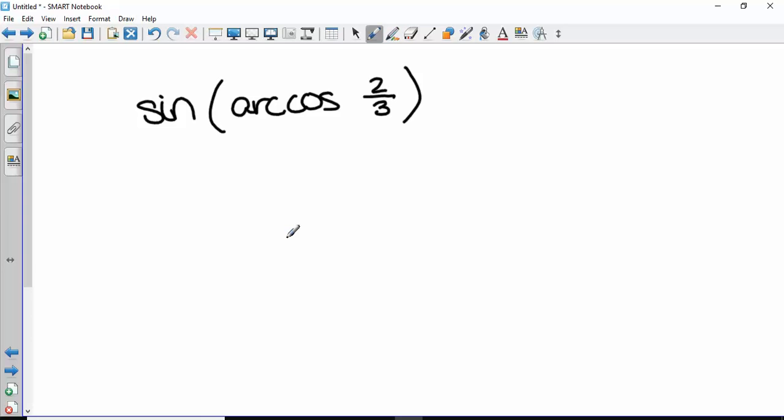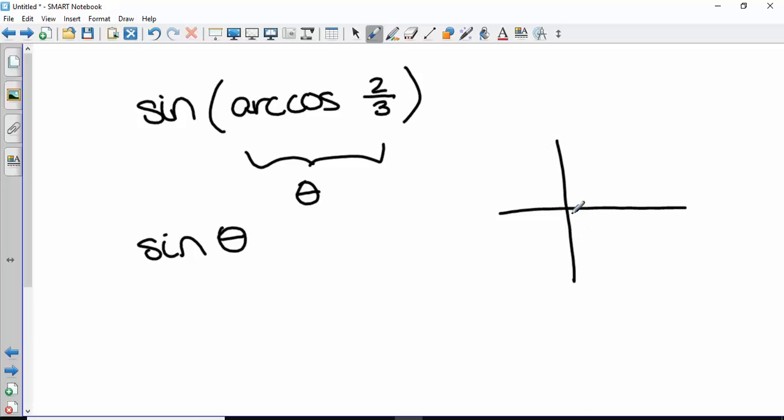Find sine of arc cosine 2/3. What did we have to do on these? There was one on the last do time, with the triangle. The answer to an inverse, and arc cosine is just another way of saying cosine inverse, the answer to that is always an angle. And so what we have to do is find sine of that angle.